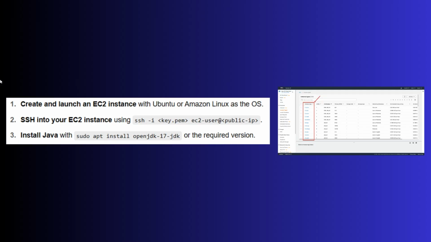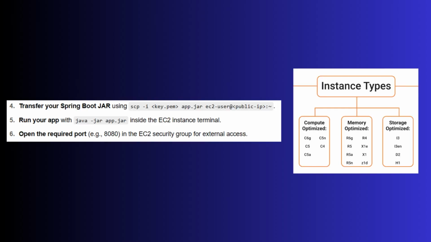Install Java with sudo apt install openjdk-17-jdk or the required version. Now transfer your Spring Boot JAR using the on-screen code. Run your app with java -jar app.jar inside the EC2 instance terminal.